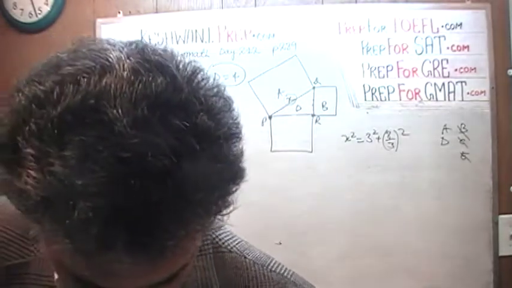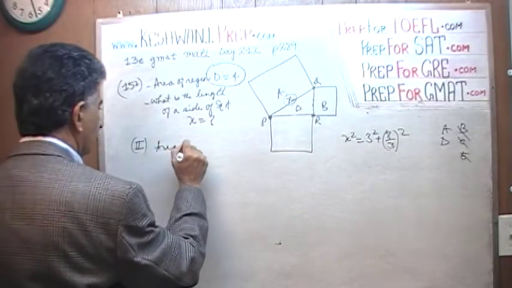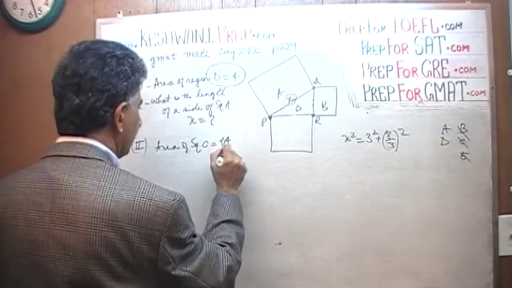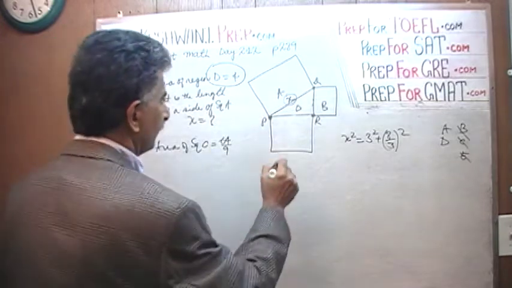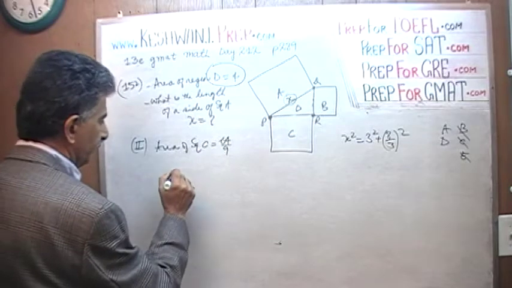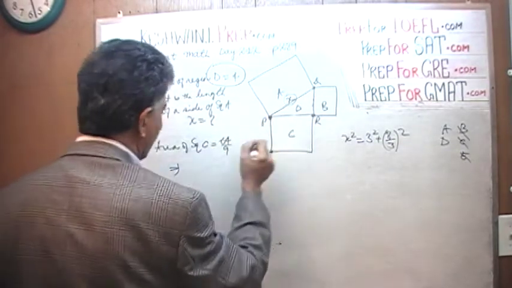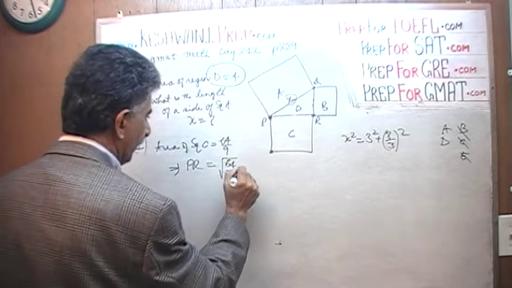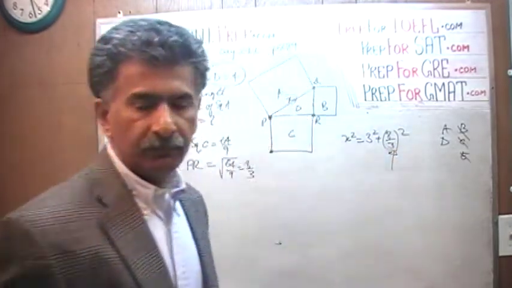In the second statement, they tell us that the area of the square C is equal to 64 over 9. Notice something? I'll tell you in a second. Here is your square C. The area of this thing is 64 over 9, which implies that the side from P to R must be the square root of 64 over 9, which is 8 over 3, which is precisely what we had found before from the first statement.